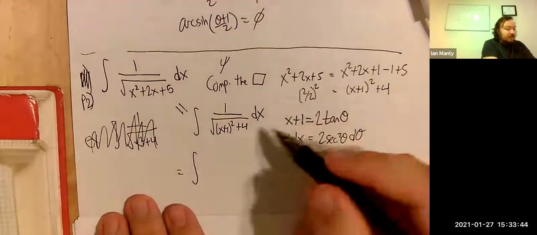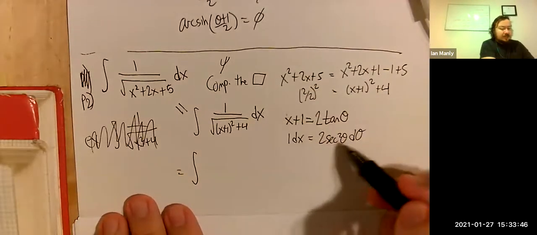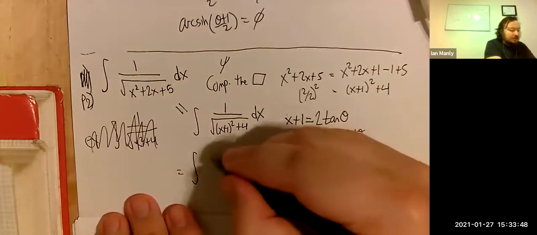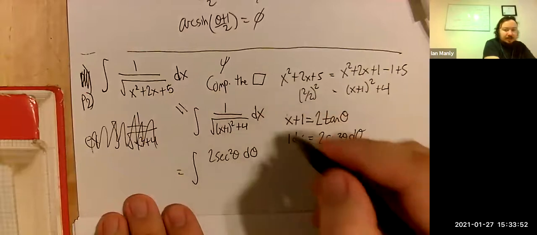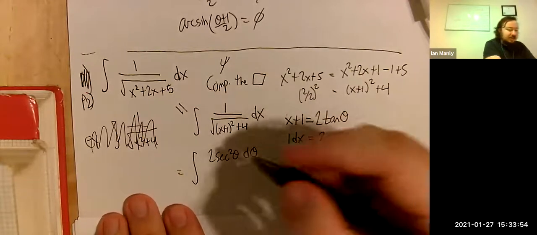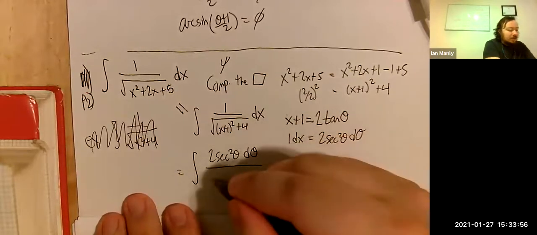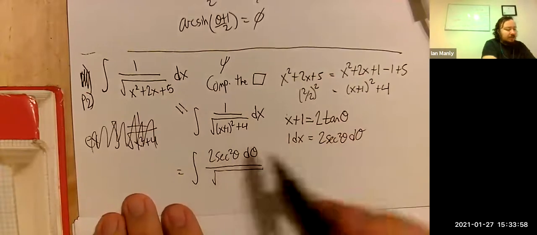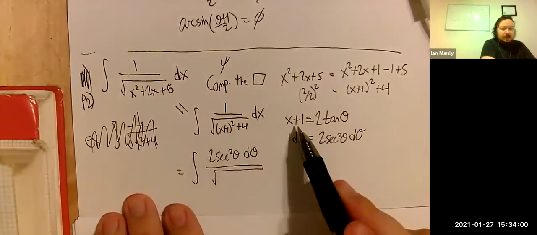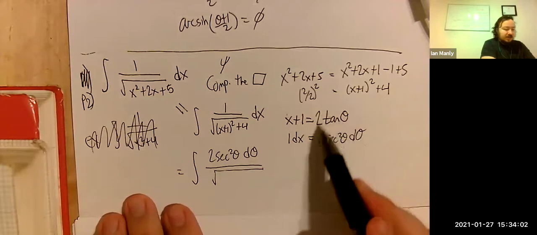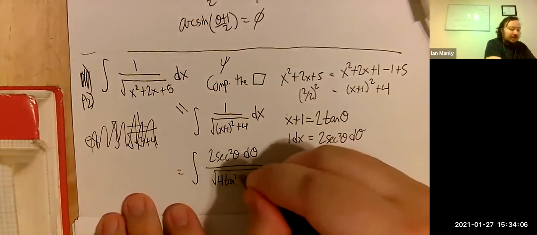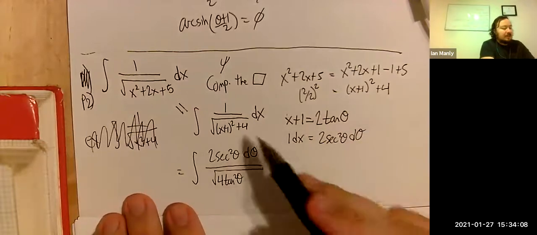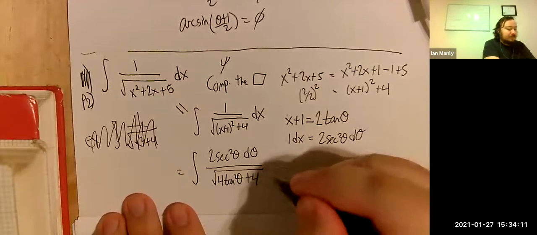All right, let's see here. So we have dx, that's going to give us an extra 2 secant squared. That's going to be on the top here, because the dx is always on the top. Meanwhile, on my bottom, I have the square root, and then x plus 1 squared, well, that's this squared, meaning it's this squared. 4 tangent squared of theta. And then I have plus 4.